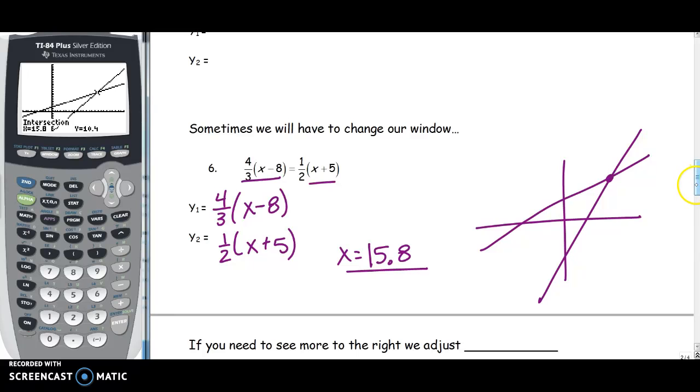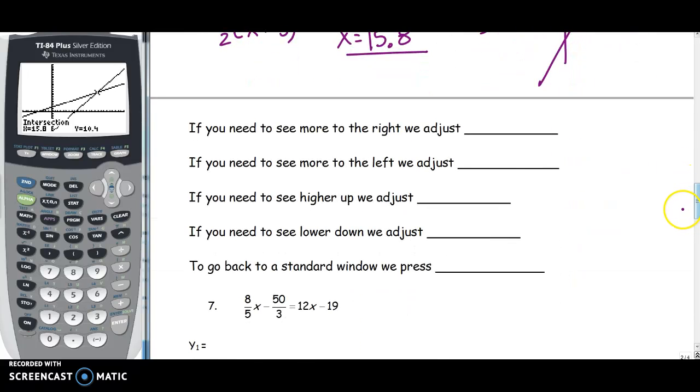Okay, so a few things we need to know. If you need to see more to the right, we adjust the x maximum, the positive side. If you need to see more of the left, we adjust the x minimum. If you need to see higher up, we adjust the y maximum. And if you need to see lower, we do the y minimum.